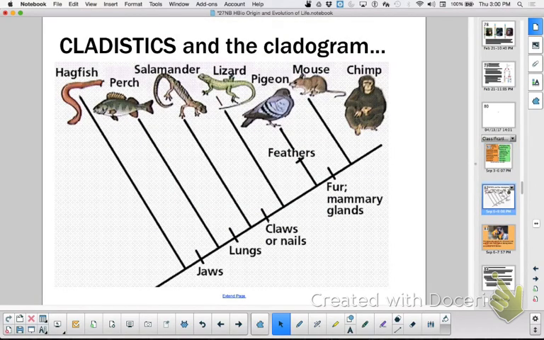All right, so cladograms. So you have this ancestral species and then you see all of its descendants, yes? Okay.